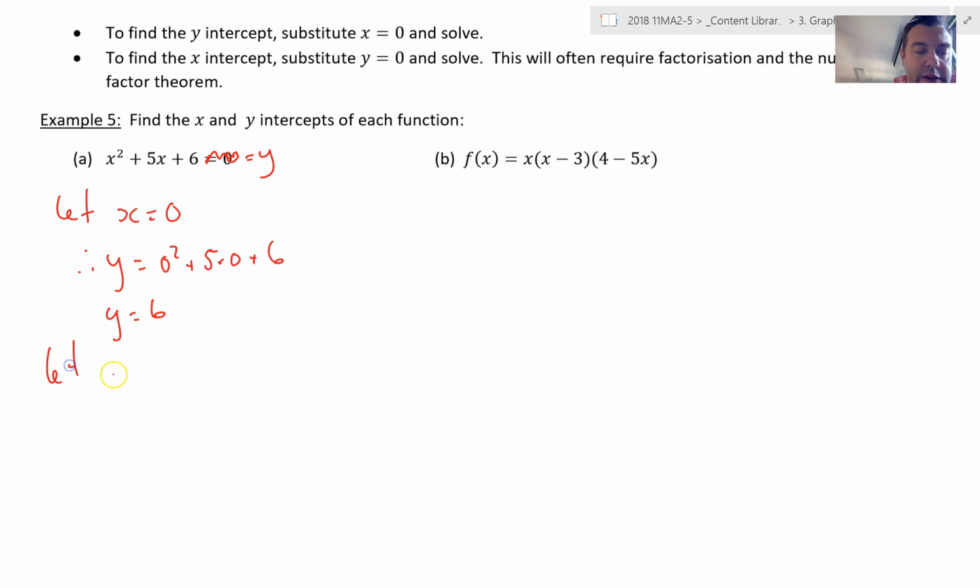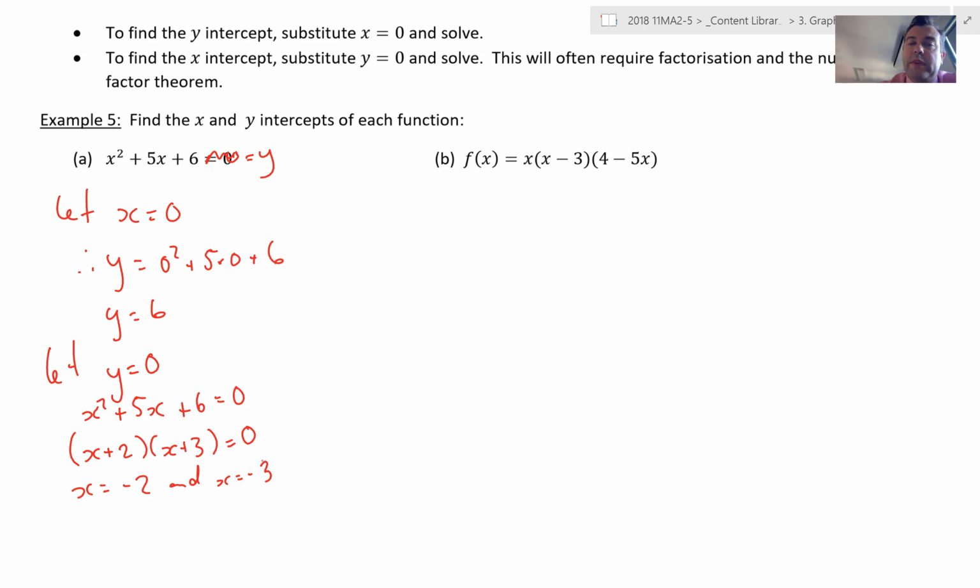Now, let y equal 0, and it normally gets a little bit more complicated here. The y-intercept is usually very easy. The x-intercept, often there's more than one, and it's not so easy. So, now I say x squared plus 5x plus 6 equals 0. I'll need to factorize that, and I get x plus 2, x plus 3 equals 0. So x equals negative 2, and x equals negative 3. They're my two x-intercepts here. I have two x-intercepts and a y-intercept.